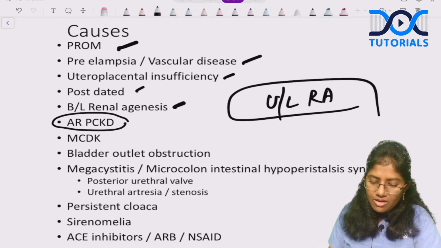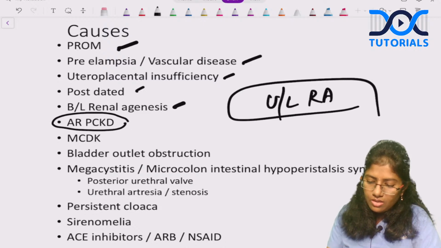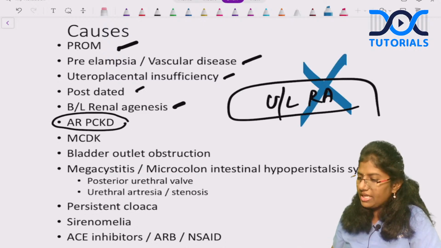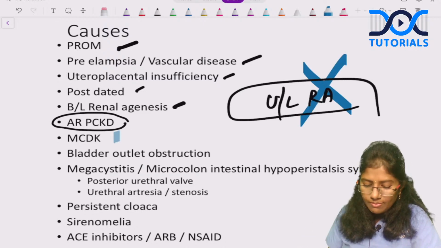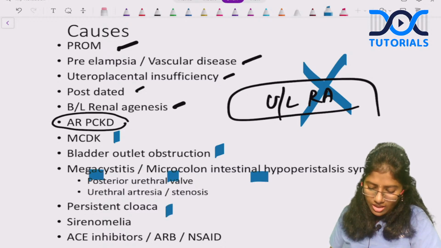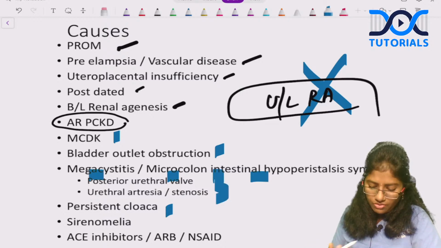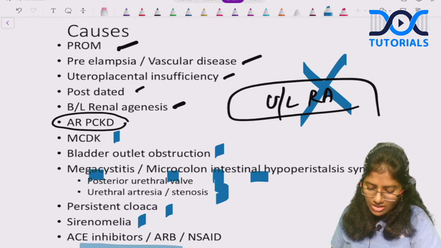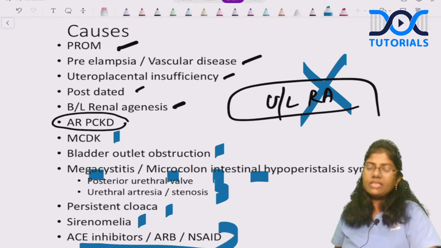Okay, so PROM, preeclampsia, uteroplacental insufficiency, postdated pregnancy, bilateral renal agenesis, ARPKD, multicystic dysplastic kidney, bladder outlet obstruction, megacystis-microcolon-intestinal hypoperistalsis syndrome, persistent cloaca, I mean any problem with the urine output like say posterior urethral valve or urethral atresia, persistent cloaca, sirenomelia, and drugs like ACE inhibitors, ARBs, and NSAIDs.